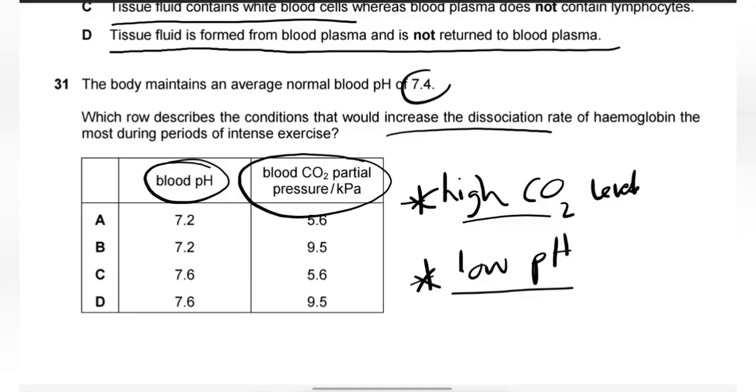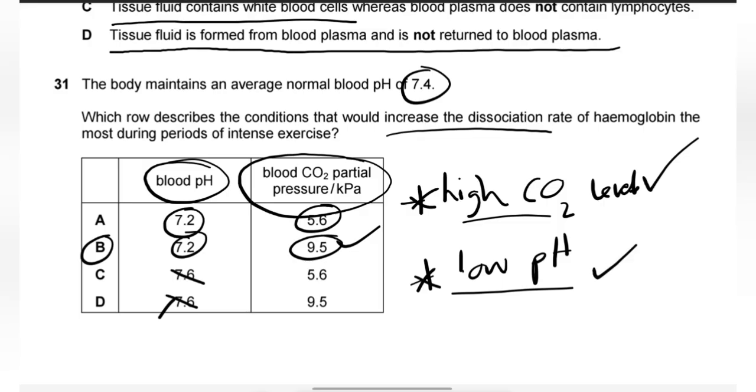And using 7.4 as a reference point, if we lower the pH from our answers, we get 7.2. So then we discard C and D. Now, if we look at these, I'm just going to pick the bigger one of these two, which is B, because I want higher carbon dioxide levels and low pH.